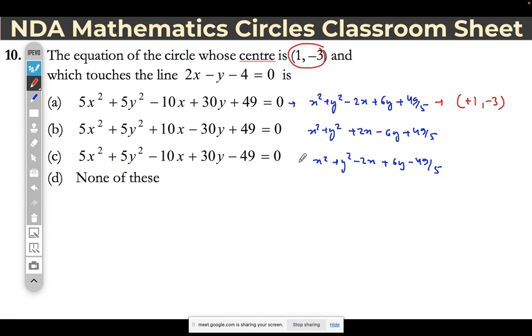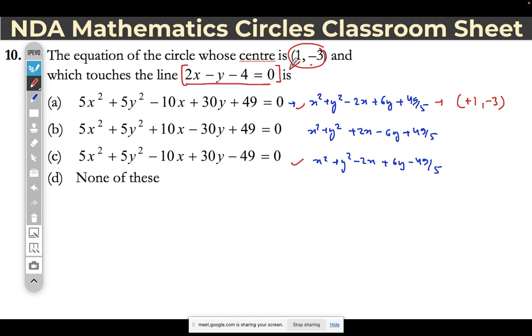1 minus 3, sir. This also. So either alpha or Charlie may be the answer. Yes or no? We haven't read further, we have just read this point. And which touches the line this? Mean the distance between this line and center should be equal to radius. Yes or no?